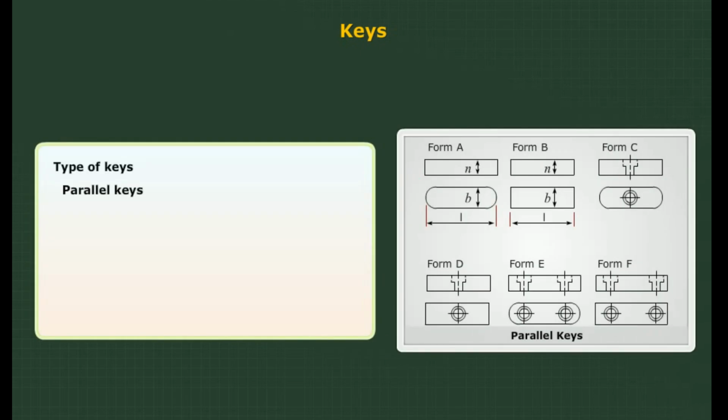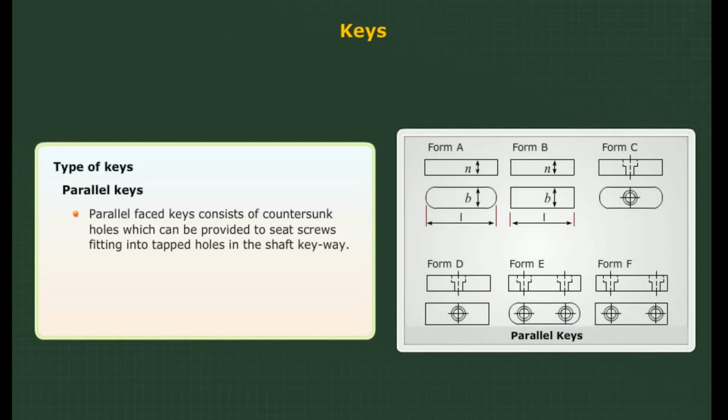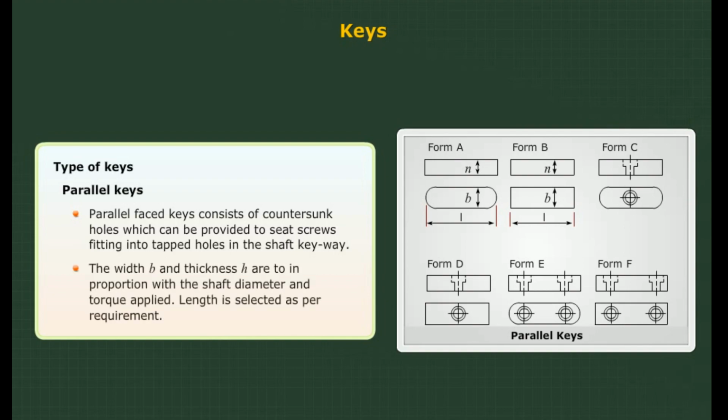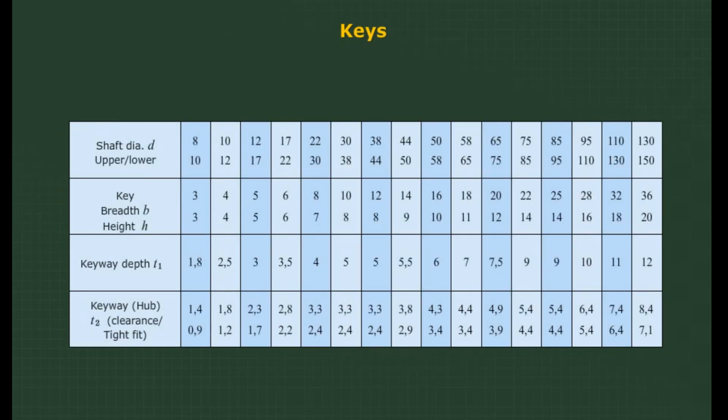Types of keys. Parallel keys. Parallel face keys consist of countersunk holes which can be provided to seat screws fitted into tapped holes in the shaft keyway. The width B and thickness H are in proportion with the shaft diameter and torque applied. Length is selected as per requirement.